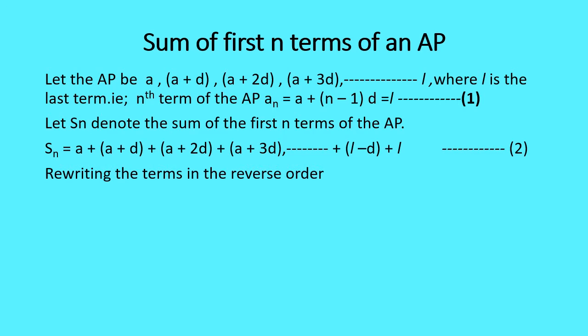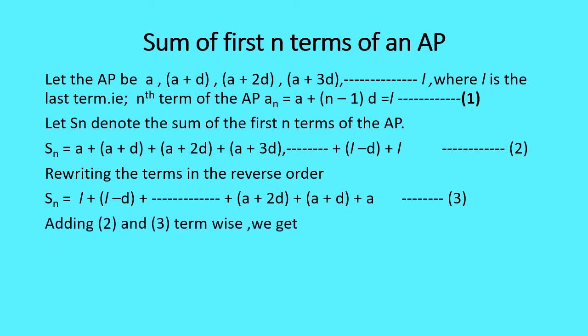Rewriting the terms of equation 2 in the reverse order, we get Sn equal to, the last term comes first, so you start with l plus l minus d plus etc. plus a plus d plus a. You number this equation as equation number 3.